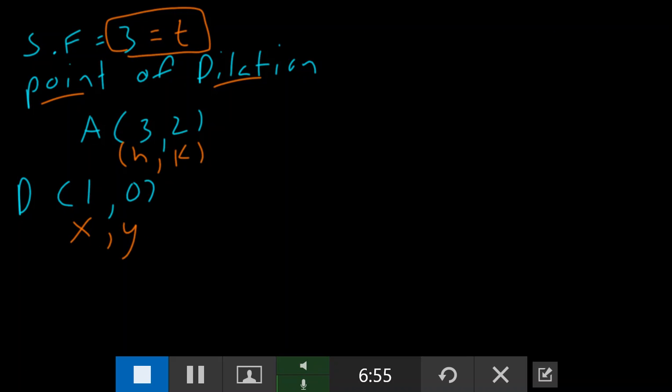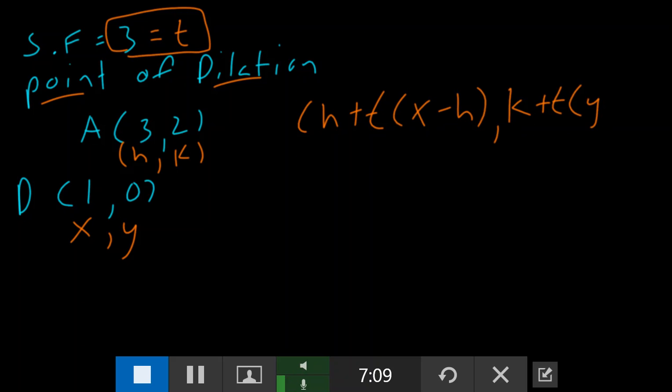Now what's the formula? Well, the formula is h plus t, parentheses, x minus h, close parentheses, comma, k plus t, parentheses, y minus k. And guys, I just did that from memory. You can kind of tell I was a little hesitant in some parts, but when you do this enough, it actually becomes pretty simple.